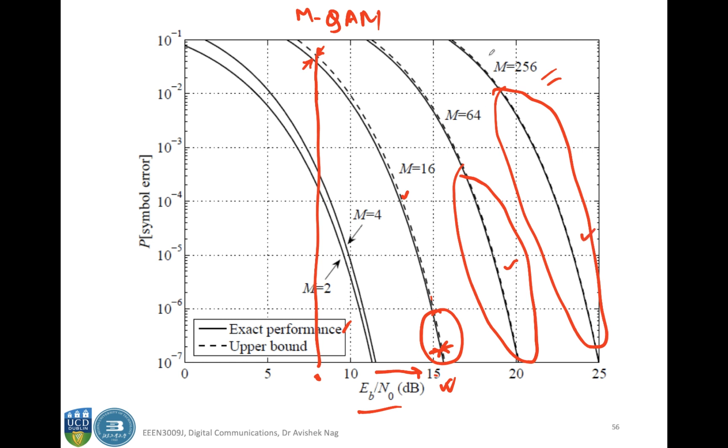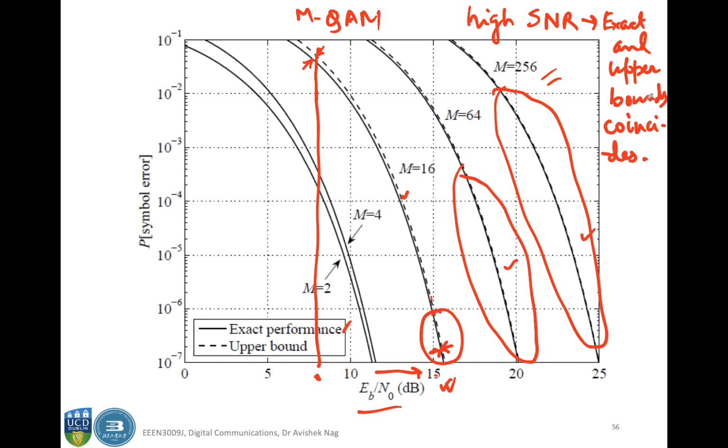So for high SNR, high signal to noise ratio or high Eb/N0, your exact and upper bounds almost coincide. So basically for high SNR approximation, you can use the upper bounds. You don't even need to use the exact expressions.